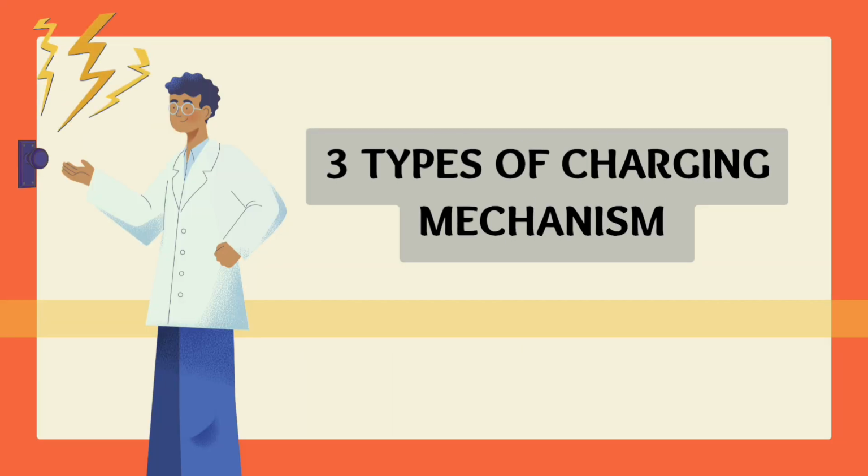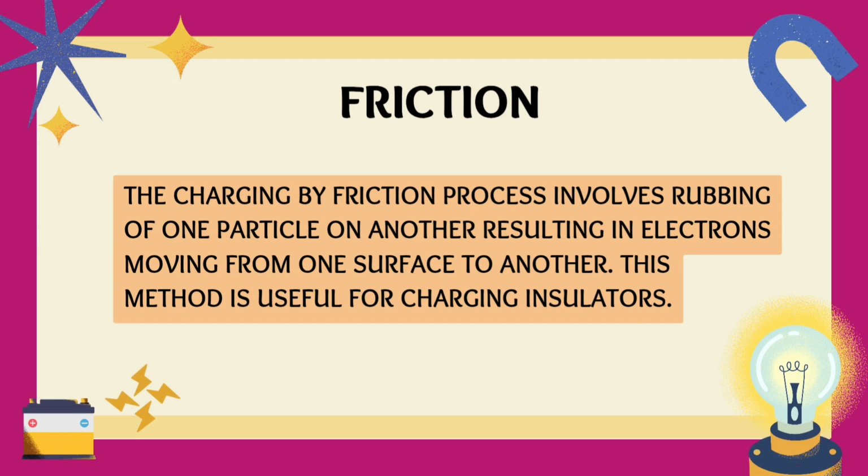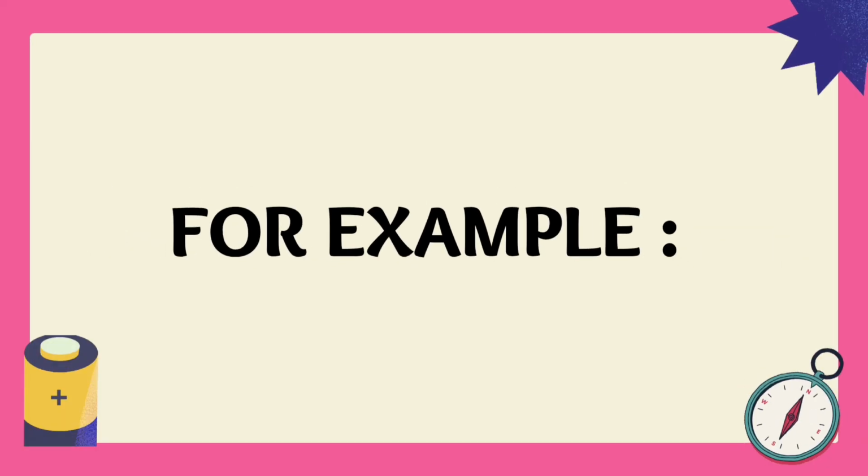Here are the three types of charging mechanism. The charging by friction process involves rubbing one particle on another, resulting in electrons moving from one surface to another. This method is useful for charging insulators.